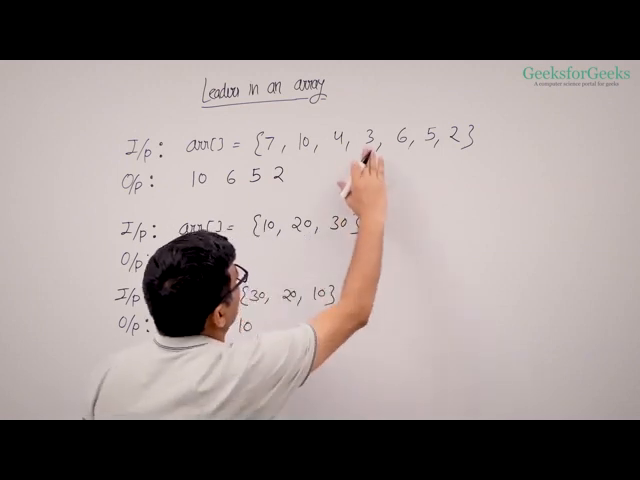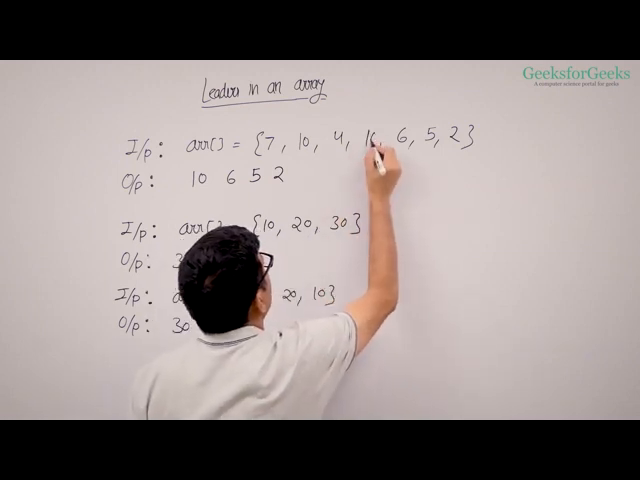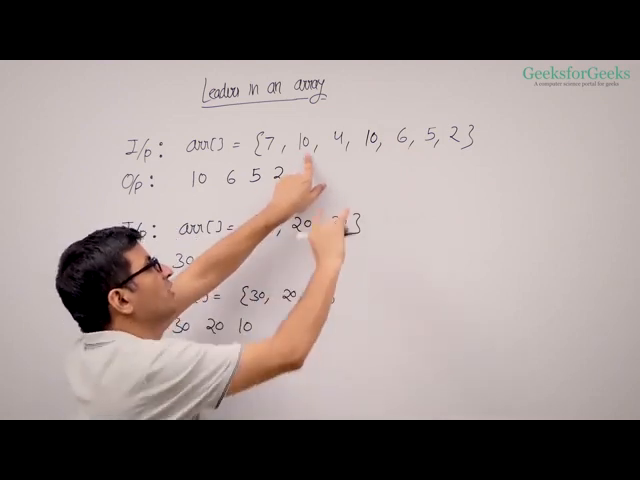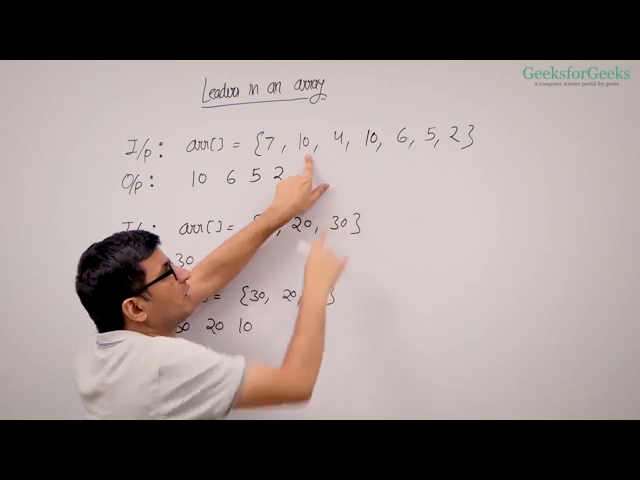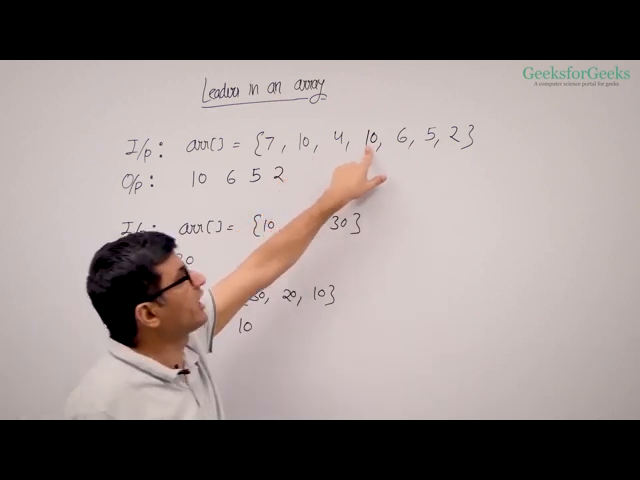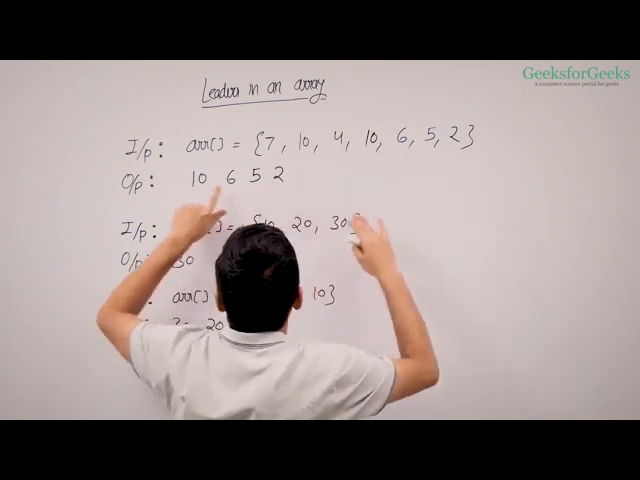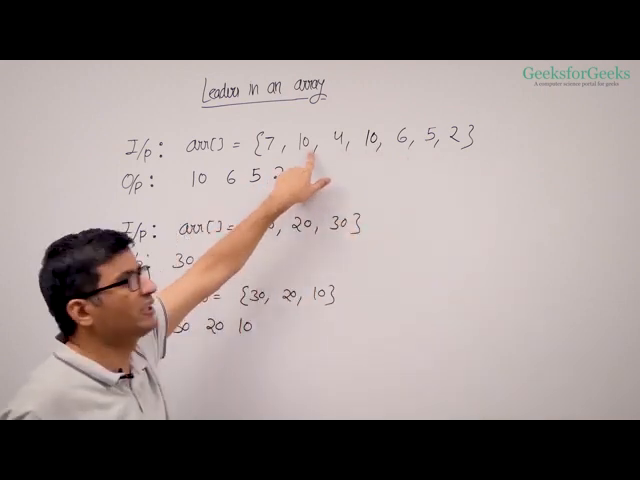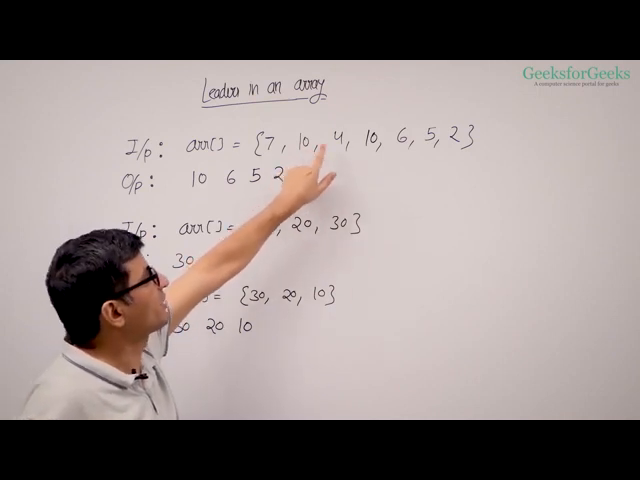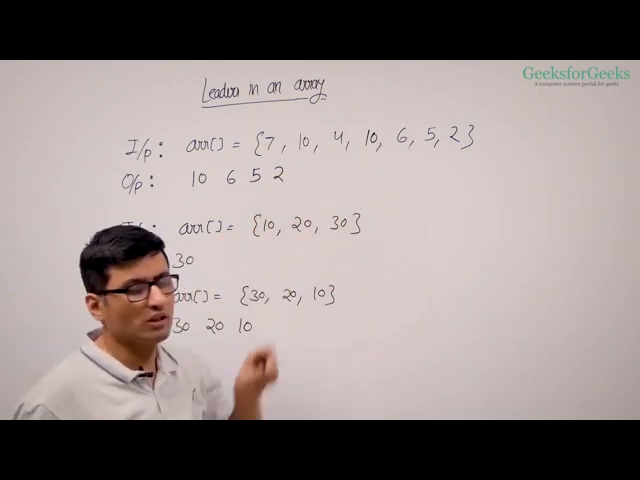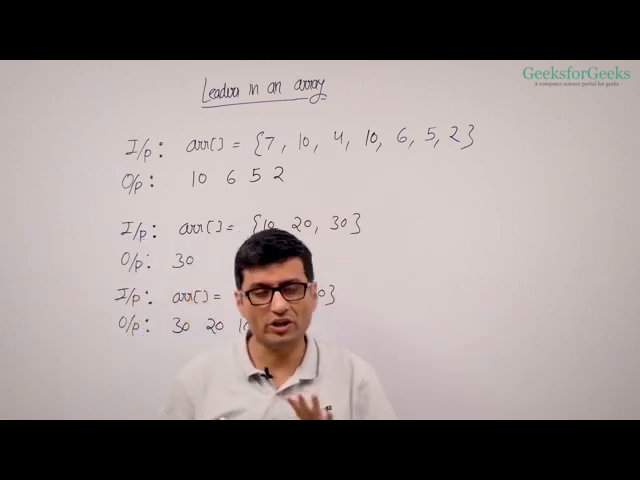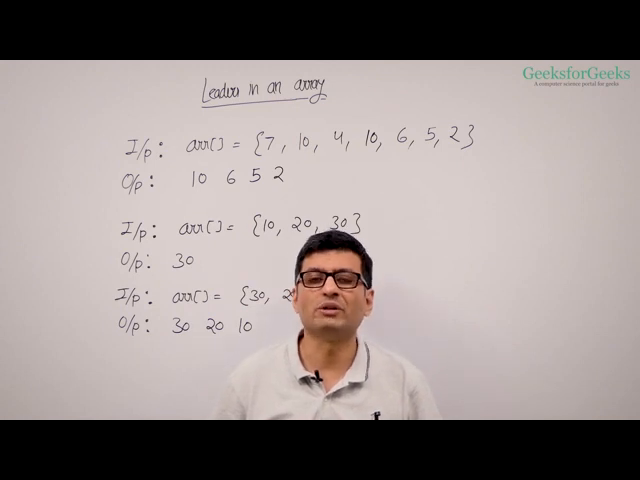For example, if we add a 10 here, then this 10 is not a leader because there is an element on right which has equal value. But this 10 is a leader because all the values on right of this 10 are smaller. So our output remains same, but we see 10 only once because this 10 is not leader. Why? Because there is an element which is equal. So an element is leader when all the elements are smaller. Even equals are not allowed for an element to be leader.